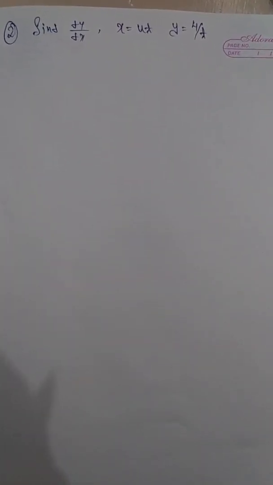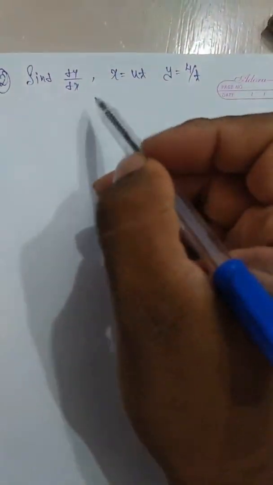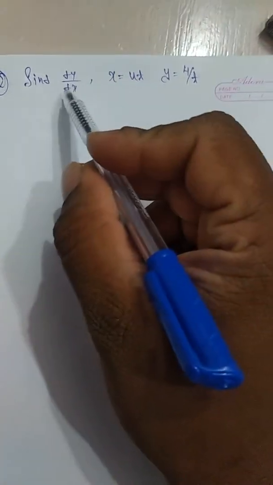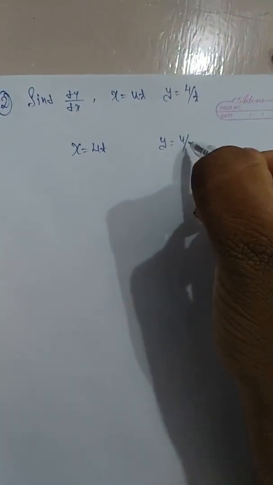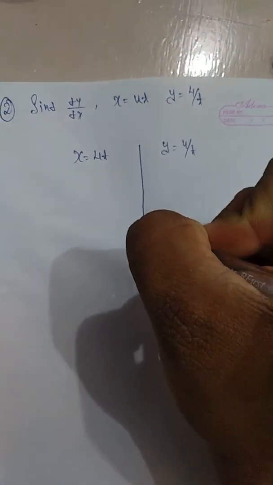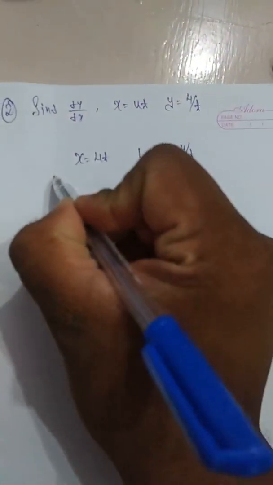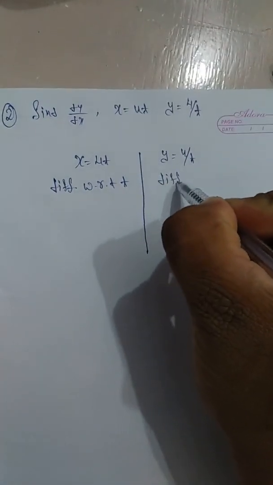Students, now we'll discuss the next problem in parametric differentiation. I already told you people that parametric differentiation is very easy for you. Now let me write this function: x is equal to 4t and y is equal to 4 by t. You want to differentiate this function separately. t is a parameter, so you differentiate x with respect to t, and here also you differentiate y with respect to t.